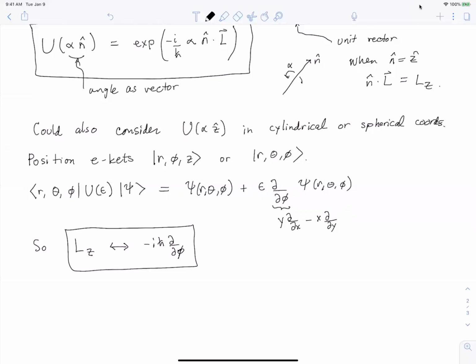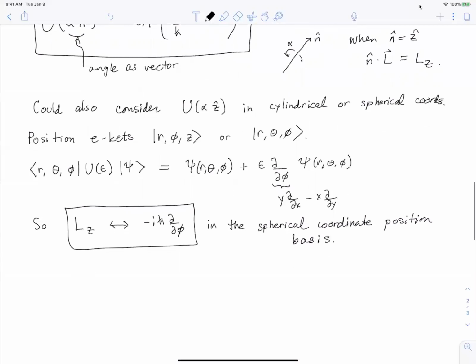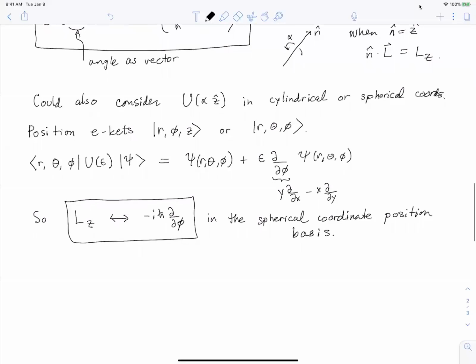So that's nice and simple. That's actually going to make it easier to solve the eigenvalue problem. This is in the spherical coordinate position basis. The reason it's easier, of course, is it just has one type of derivative in it. It doesn't have y and x derivatives and x and y derivatives like the rectangular coordinates do, which makes sense because we're dealing with a rotation. Rotations are going to be simpler in coordinates where one of the angles just corresponds to what you're rotating by.